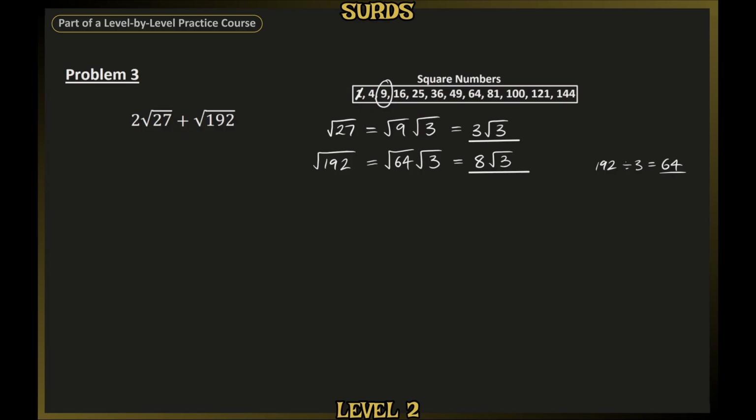So going back to our original sum, we have 2 times the square root of 27, this becomes 2 times 3 root 3, plus the square root of 192, which is plus 8 root 3. Now 2 times 3 root 3 becomes 6 root 3, because 2 times 3 is 6, and we still have a plus 8 root 3 at the end. And finally, 6 plus 8 is 14, so 6 root 3 plus 8 root 3 is just 14 root 3. And that's our final answer to problem 3.